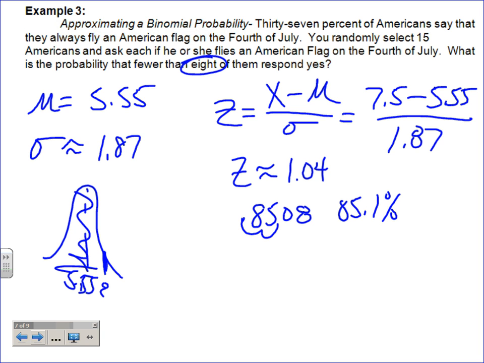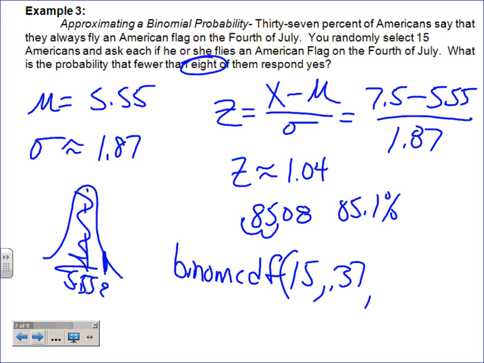Now, let's go figure it out. We've got this technology. Let's do it. Why did I choose CDF and not PDF? I want to add them up. Now here's the hard part. There's 15 of them. That's N. P was 0.37.